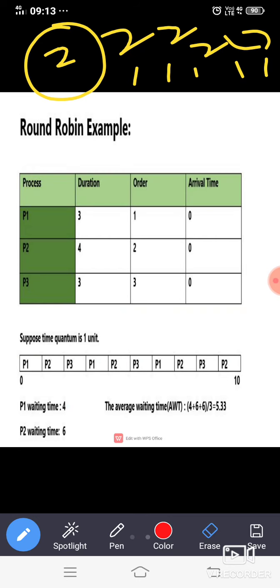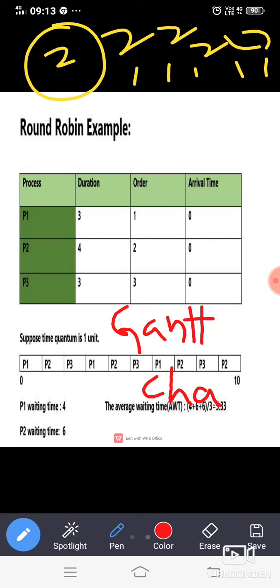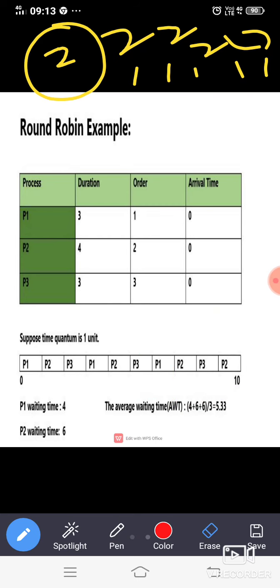Let us see this Gantt chart. This is called a Gantt chart. Whenever a problem related to the operating system is given, you need to build a Gantt chart to calculate the waiting times of each of the processes. Okay, so let us go here. Suppose the time quantum is 1 unit. First, all of them have entered at the same time, that is the 0th time. Now I'm going for P1.